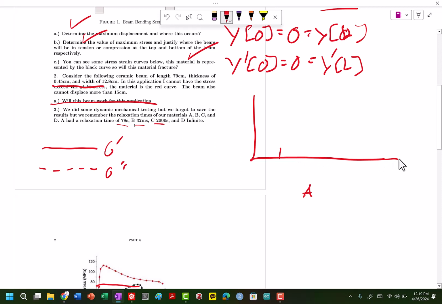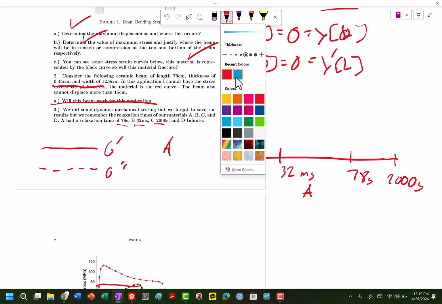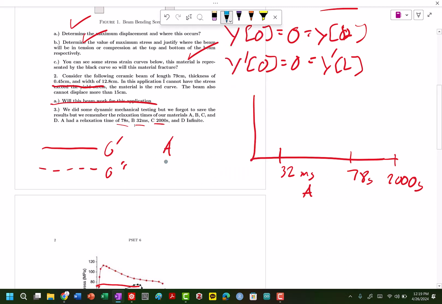So I'm going to write down: this is going to be 2,000 seconds, this is going to be 78 seconds, and then this will be 32 milliseconds, not to scale, obviously. I'm also going to put A in red, B, I'm going to do this as C, and I'm going to do this as D.